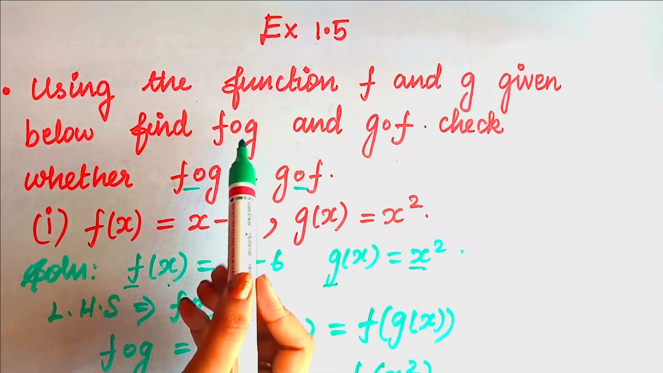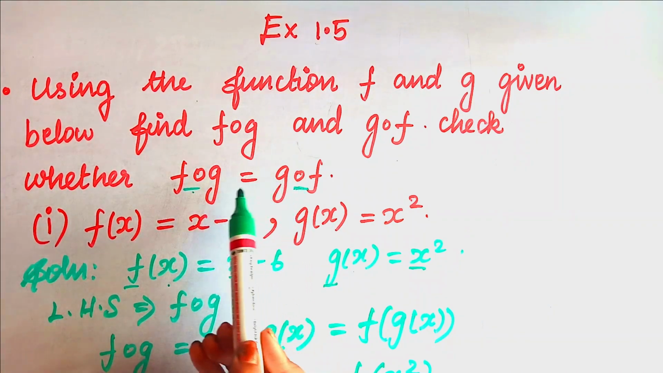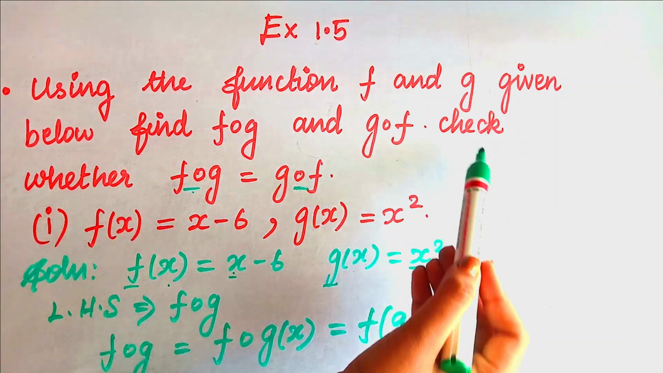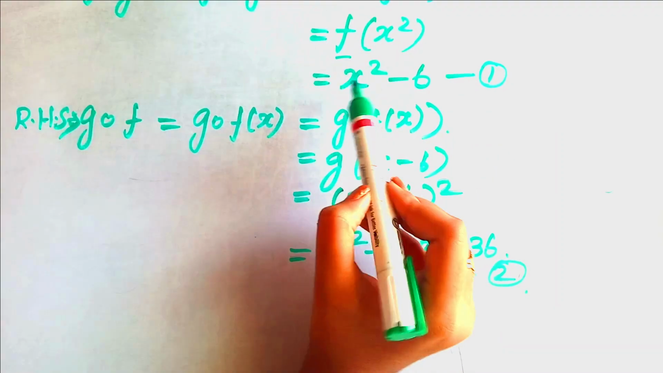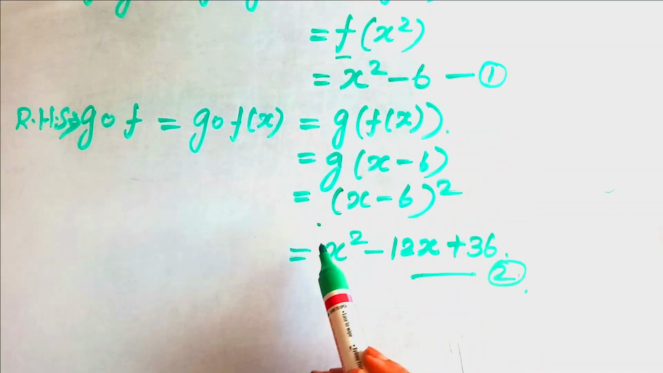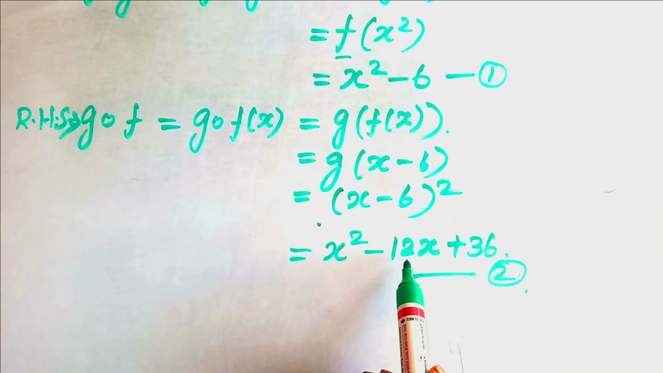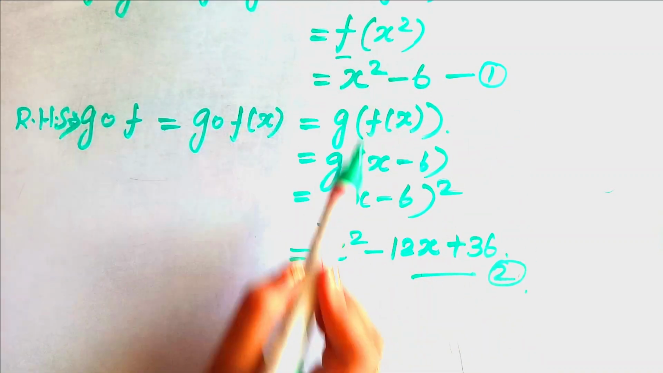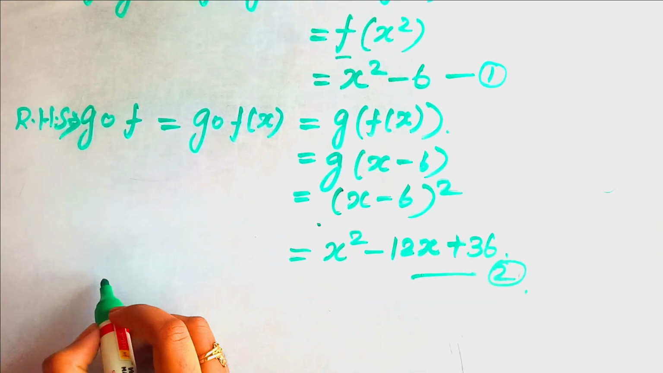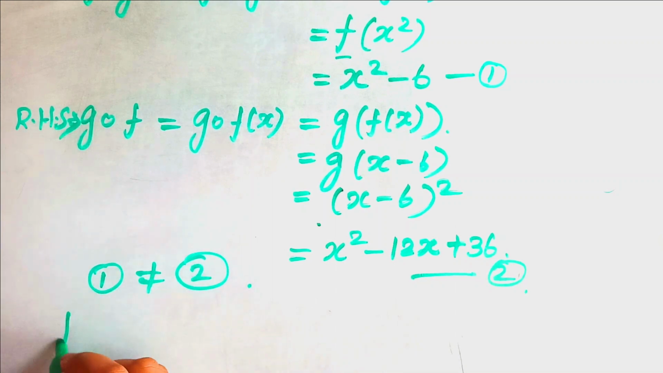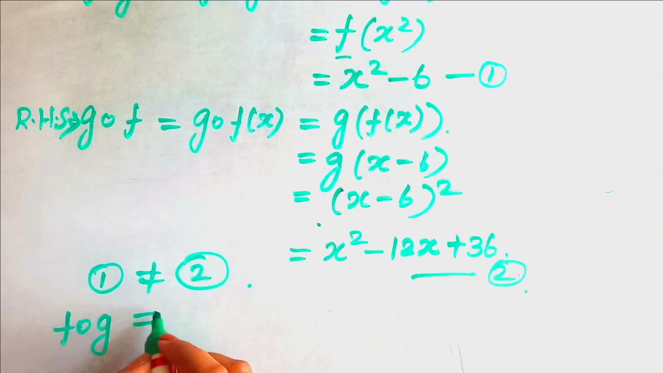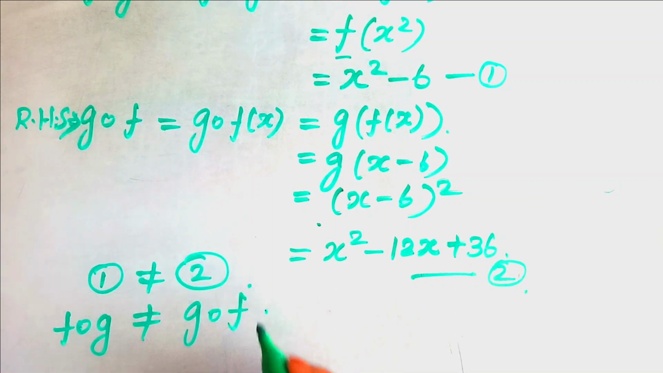Now in the question we have to check whether these two equations are equal or not. So let's see, our first equation is x² − 6, and our second equation is x² − 12x + 36. So these both are not equal, so you can say that equation 1 is not equal to equation 2, which means f∘g is not equal to g∘f. Okay, so this is our answer.